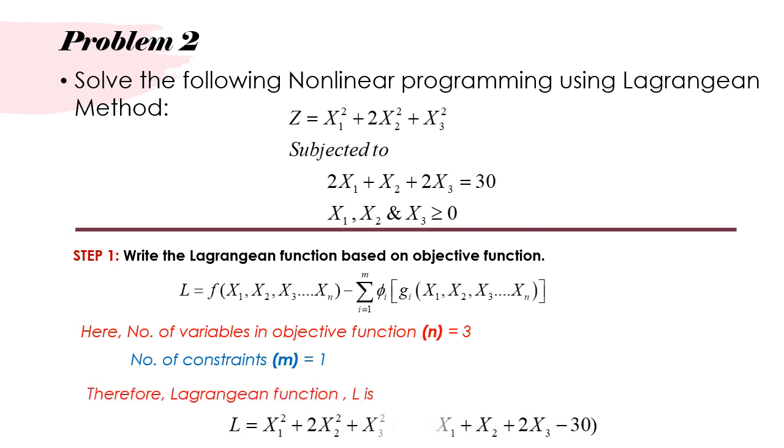So my Lagrangian function will be x1 square plus 2x2 square plus x3 square minus phi of 2x1 plus x2 plus 2x3 minus 30.